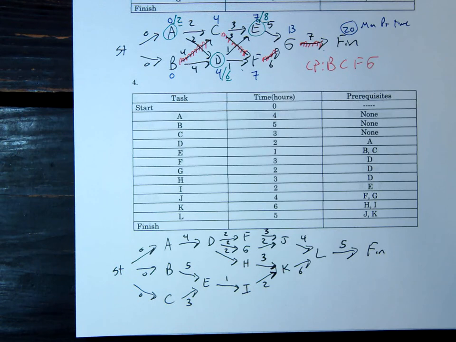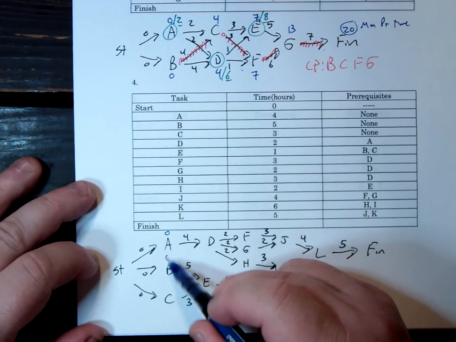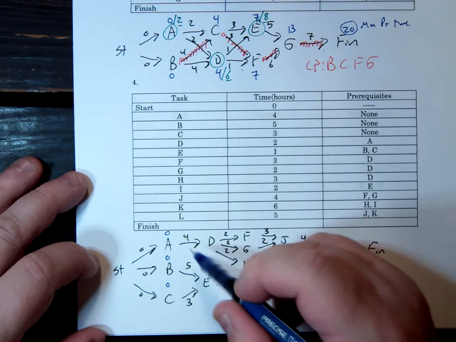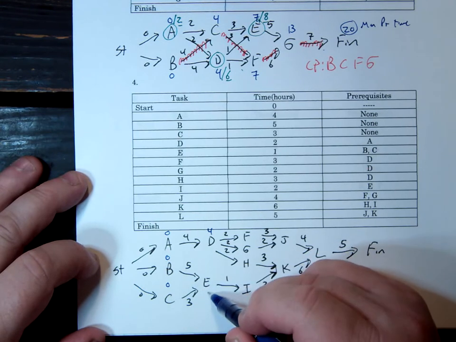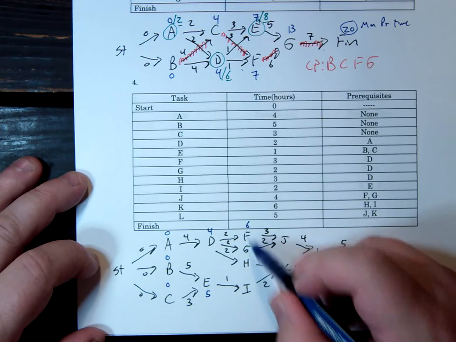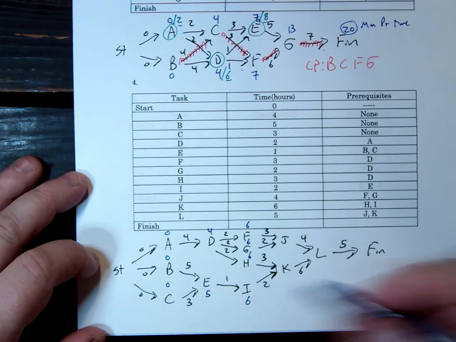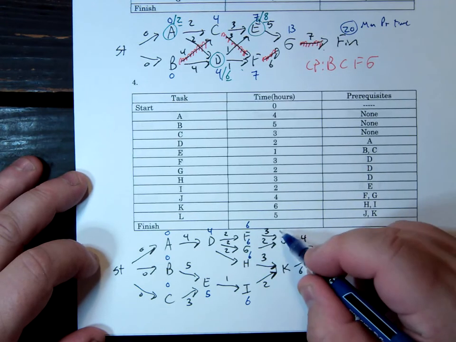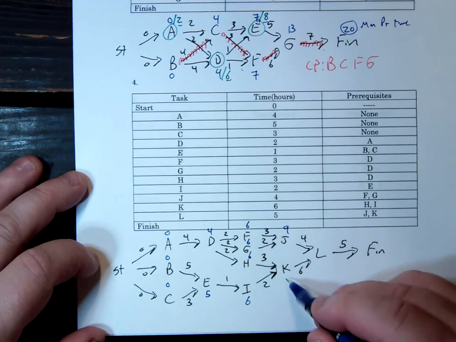All right, so 0, 0, 0 for the earliest start time for these. D can start at 4, 0 and 4. E is either 5 or 3, so E has to wait for 5. F, 4 and 2 is 6. G is 6. H is 6. I is 6, 5 and 1. And then J is either 6 plus 3 or 6 plus 2, so 6 plus 3 is 9. K is either 6 and 3 or 6 and 2, so 6 and 3 is 9.